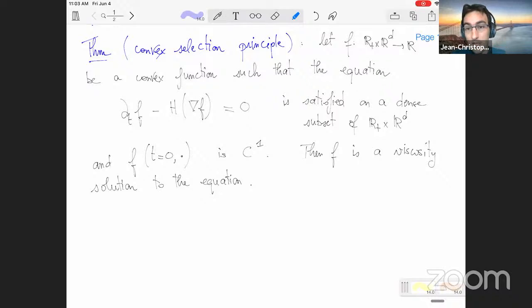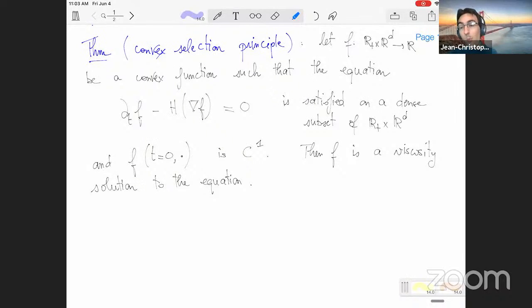There's a question in the chat, which is very important. The convexity assumption is a joint convexity. So it's a jointly convex function in its variables T and X. If you want, over the d+1 coordinates, it's a convex function. We're going to use that fact.